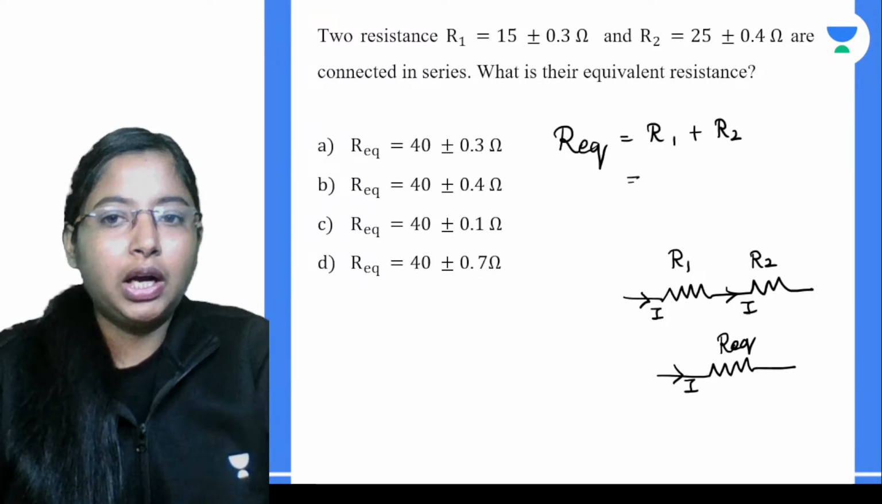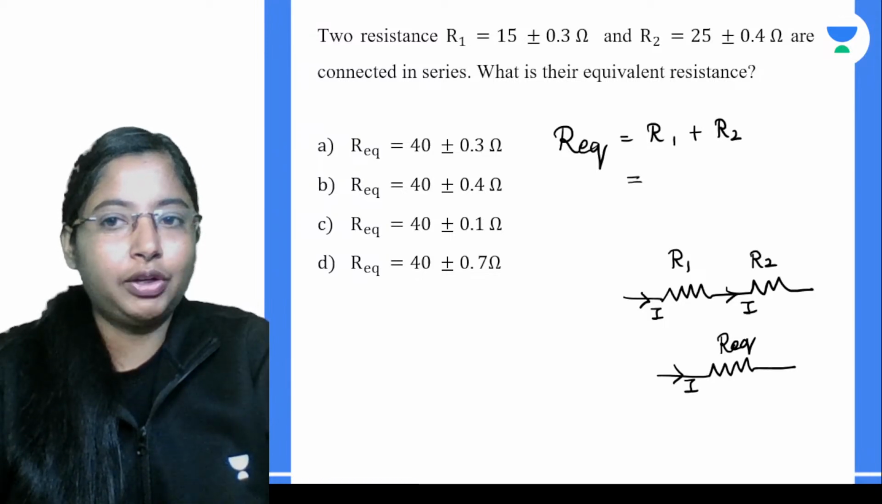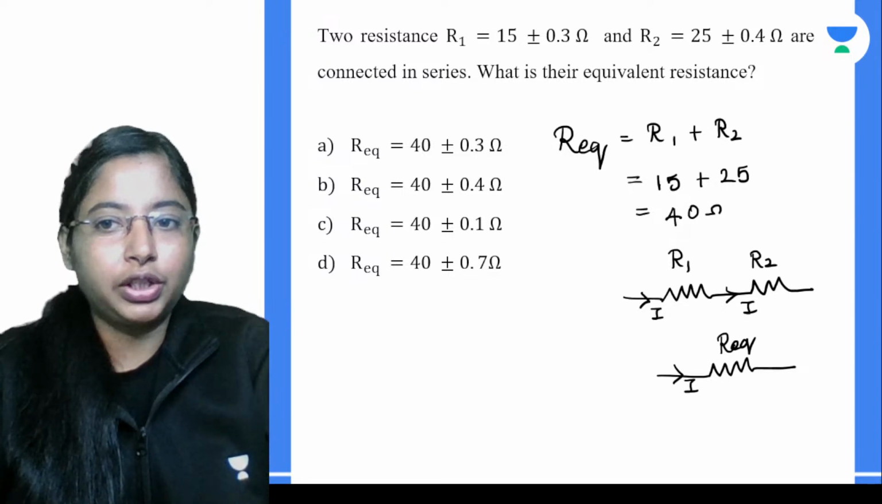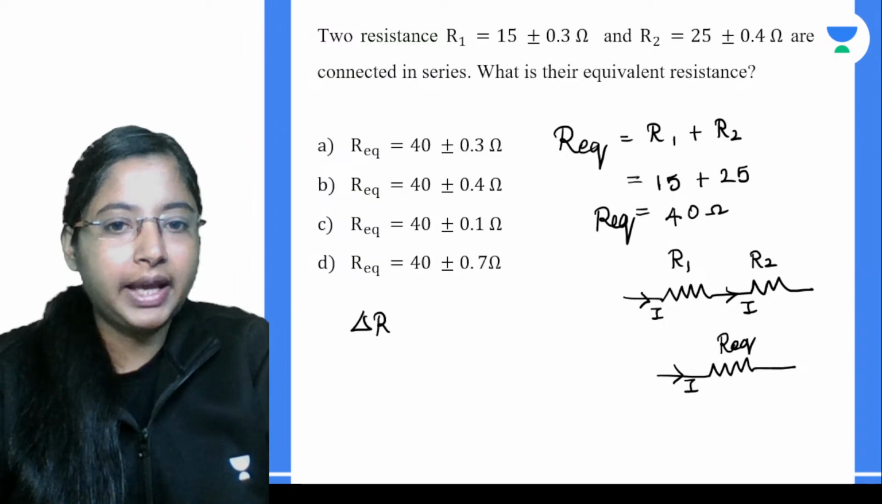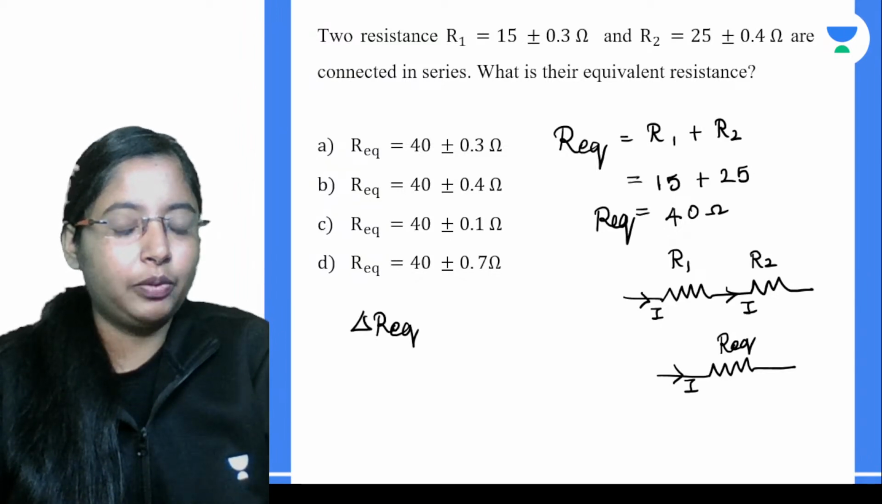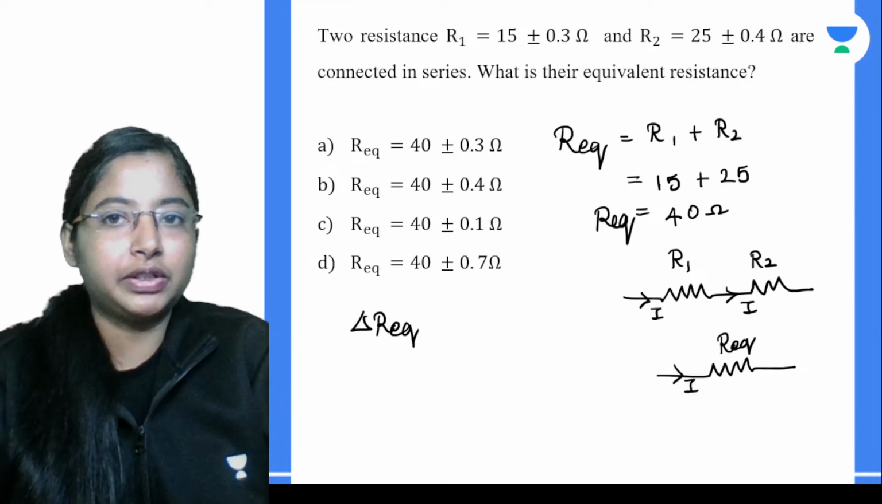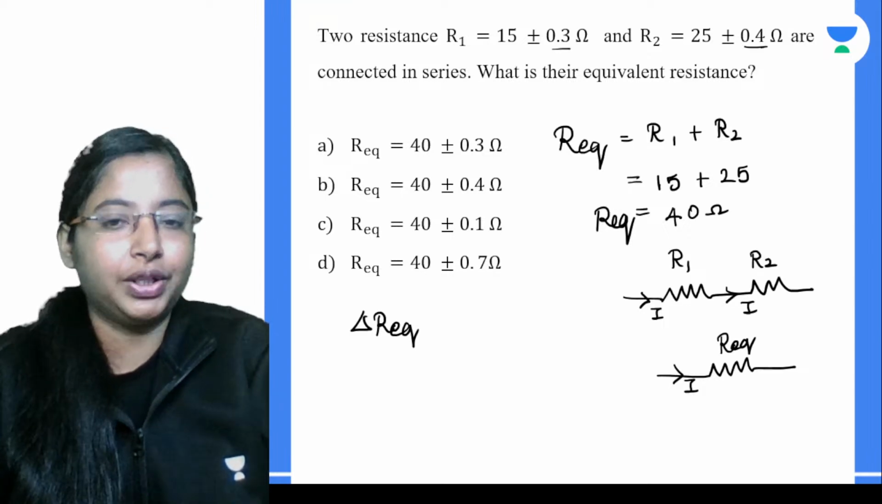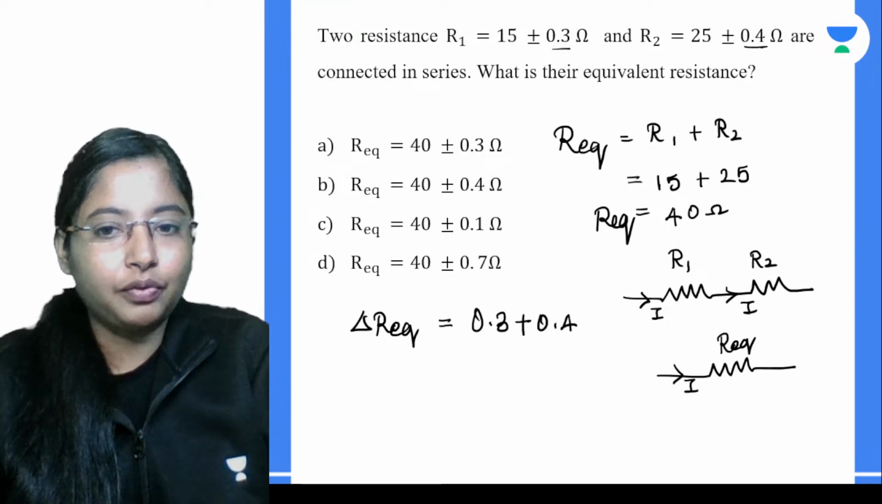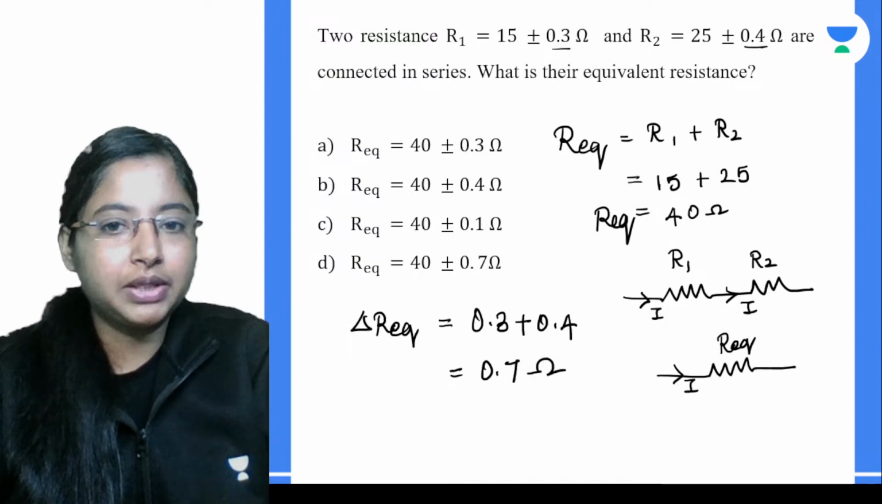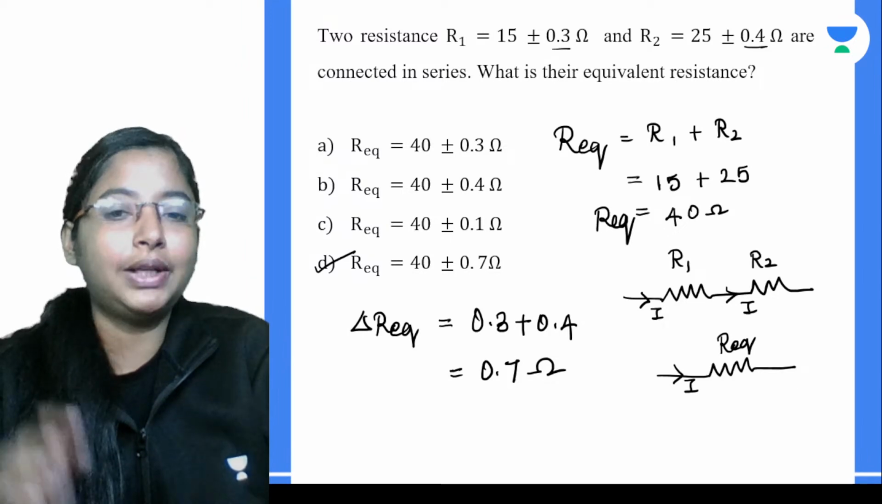So what is R1 over here? R1 is 15 plus R2 is 25. That gives you somewhere around 40 ohms. This is the equivalent resistance. Now you want to find the absolute error in equivalent resistance. That error is given over here. That is nothing but 0.3 plus 0.4, which is 0.7 ohms. So 40 plus or minus 0.7 ohms is the total error we can see.